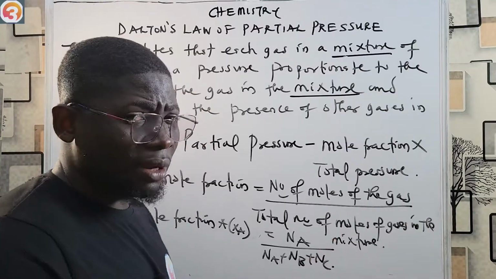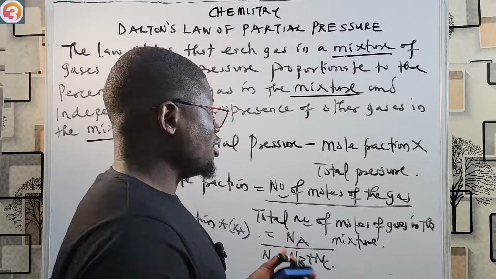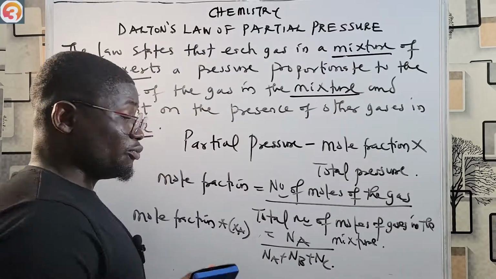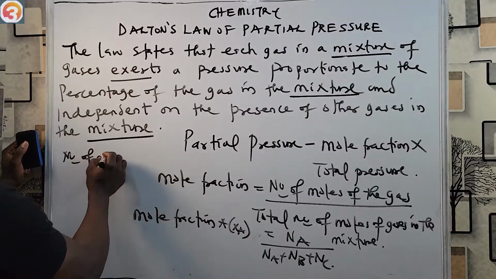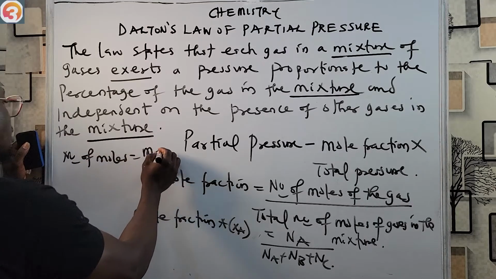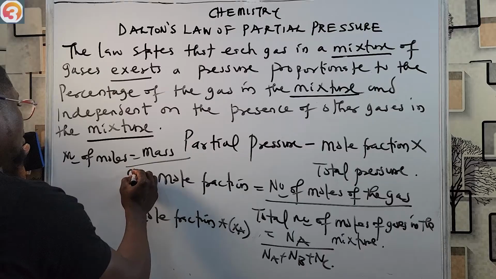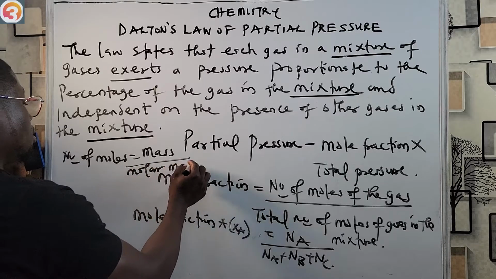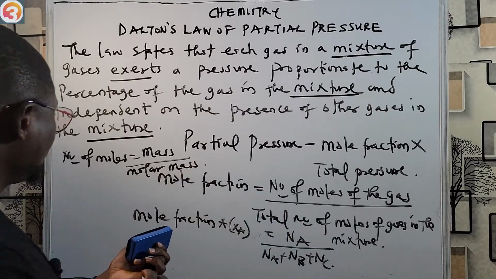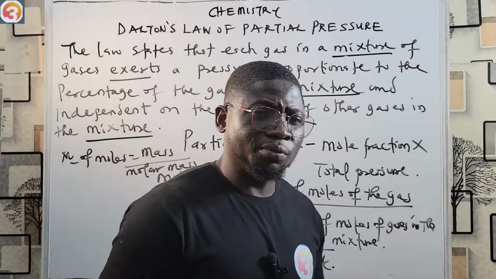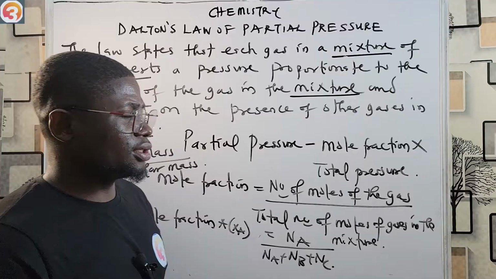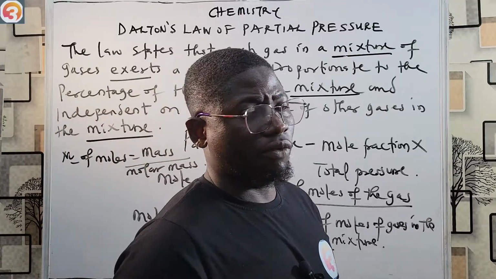And another very important formula that we will need, of course, we know that formula very well: the number of moles is equal to mass over molar mass. All right, we know this formula very well. The number of moles is mass over molar mass. So it's also going to be helpful when we are solving some questions that have to do with Dalton's law of partial pressure.